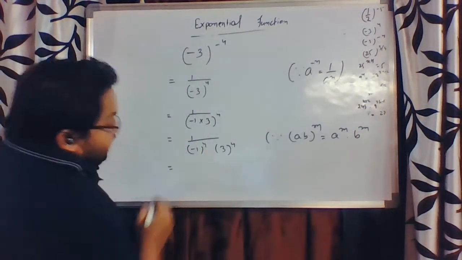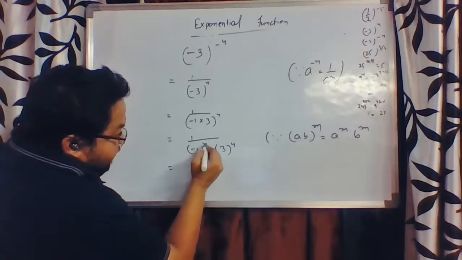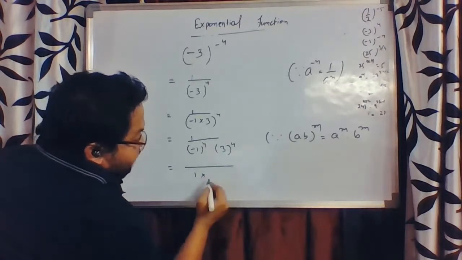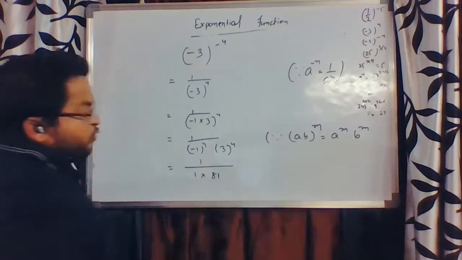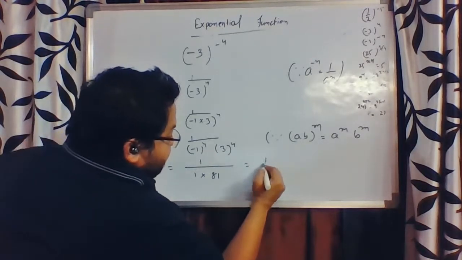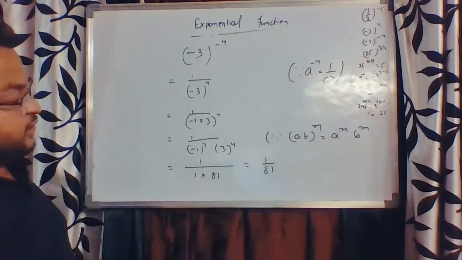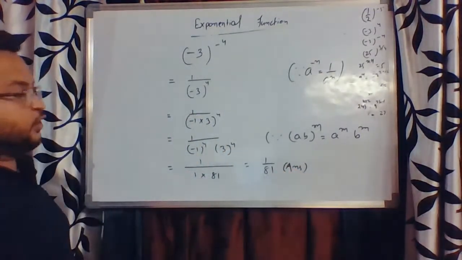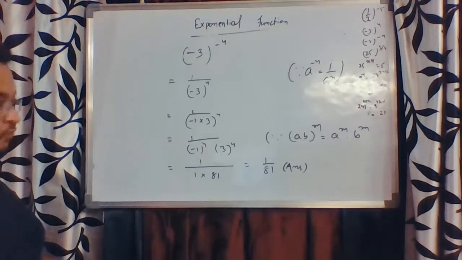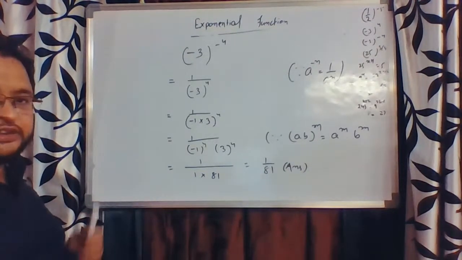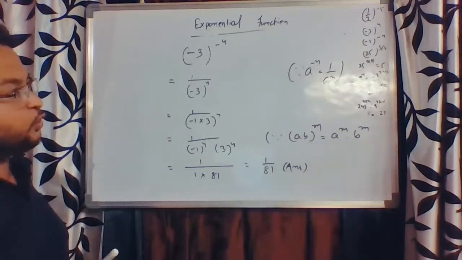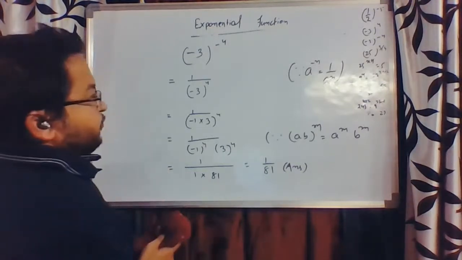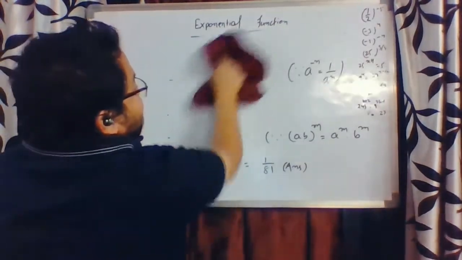So which would yield, now, minus 1 raised to an even power would obviously be plus 1, into 3 to the power 4, which is nothing but 81. I have 1 in the numerator, so my answer becomes 1 by 81, right? 1 by 81, and this is my answer here. Okay, fair enough. So just note it down, and then we will go to our next practice problem on this. Okay, perfect. So let's keep moving.